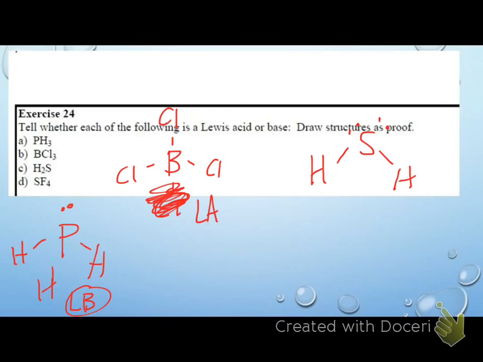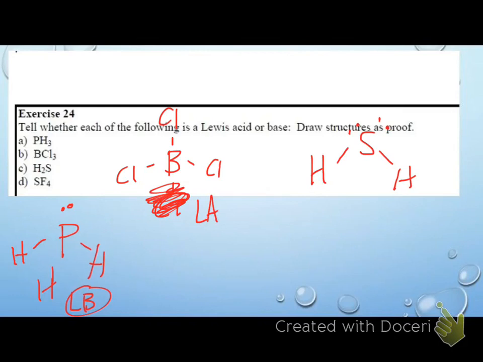But you say bases accept, right, and acids give away? Not on Lewis. Lewis acids, the acids accept electron pairs, and the Lewis base donates electron pairs. So it's opposite. Why do they do that? I don't know. They did that just to confuse AP students everywhere.